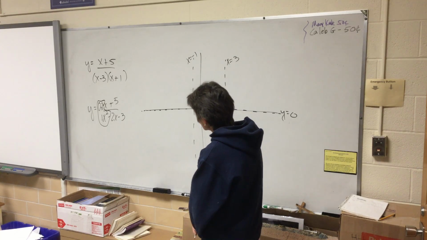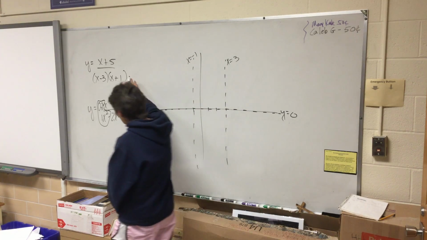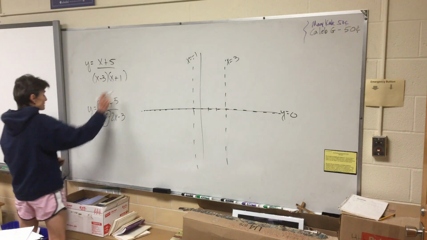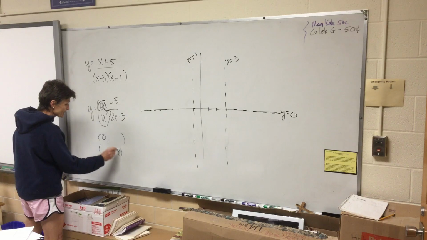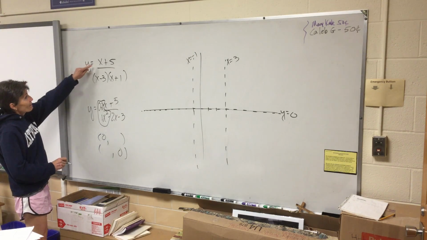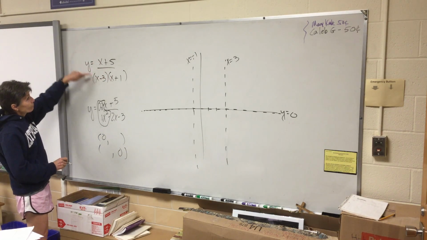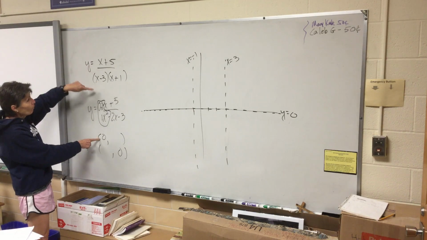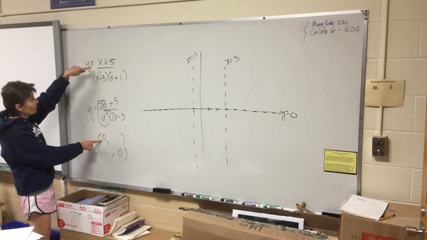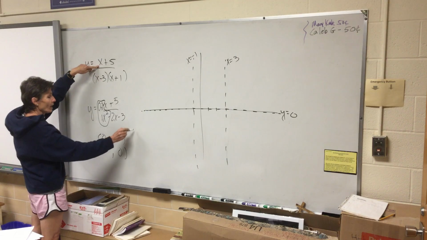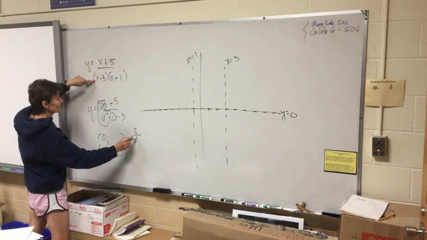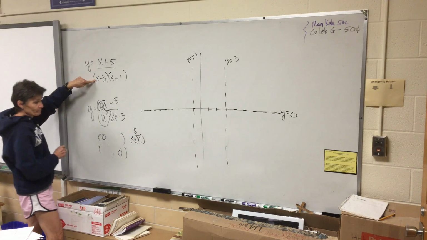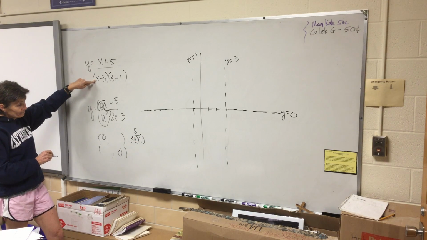All right, now I'm going to come back up here. Let's do our intercepts now. That's all the asymptotes. So we're going to start plugging in zeros. So if I put in a 0 for x, I have 5 over -3 times 1, which is what?